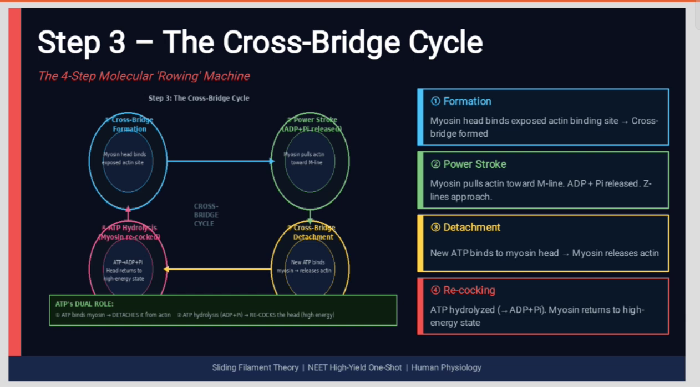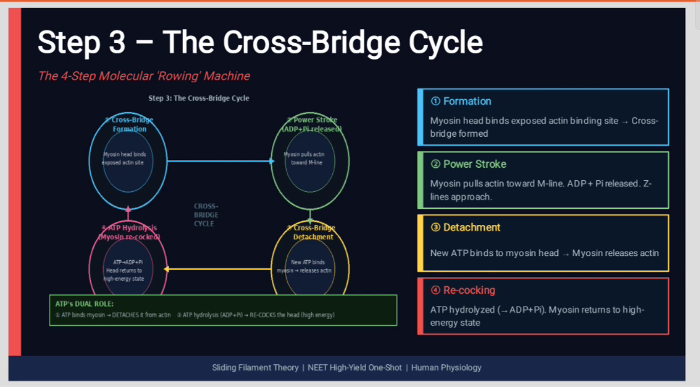Now the cross bridge cycle. This is the engine room of the muscle contraction. Four steps happening thousands of times per second. Each sarcomere is in perfect synchrony. This is where force is generated. This is the power stroke.